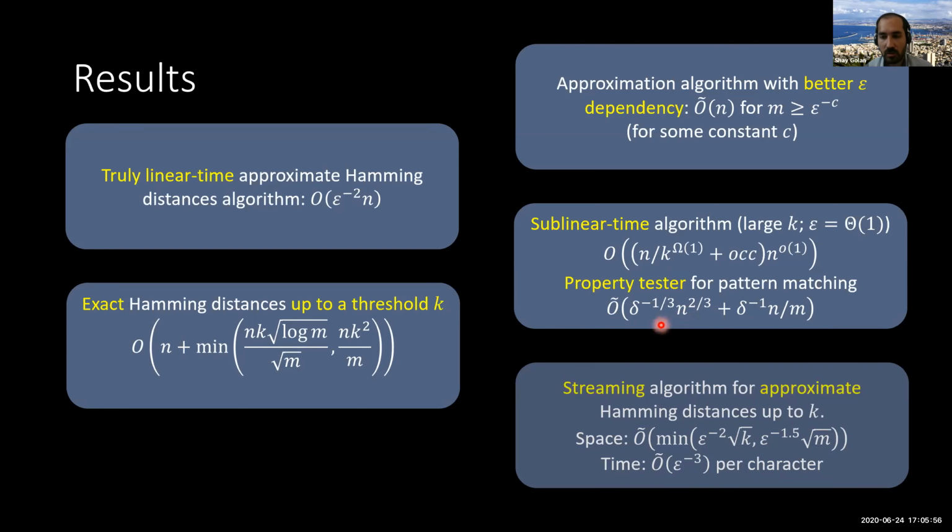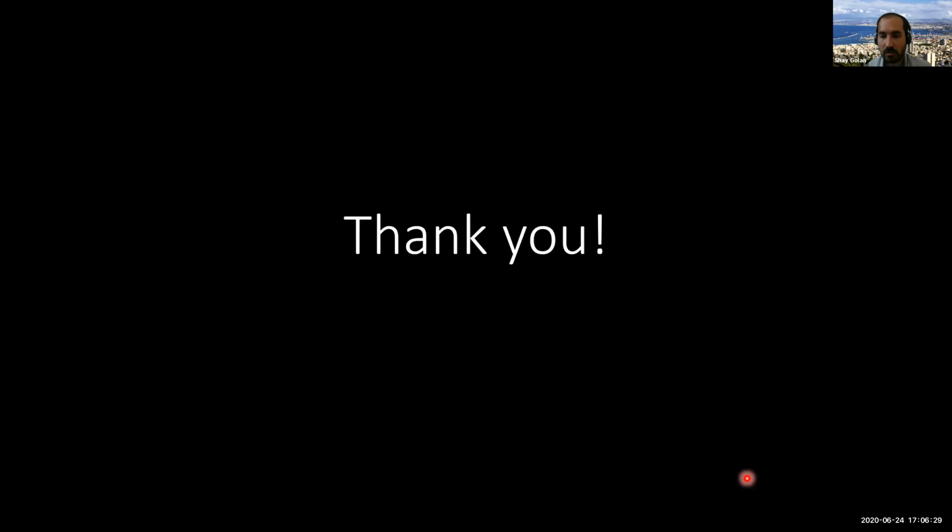And finally, we also introduce a streaming algorithm where the text arrives character by character, and we have a very small space. We can use just O tilde of epsilon to the minus 3 space. Sorry, we can use epsilon to the minus 2 square root k or epsilon to the minus 1.5 square root m. It depends whether k is large or not, and achieve running time, which is O tilde of epsilon to the minus 3. And that's it.